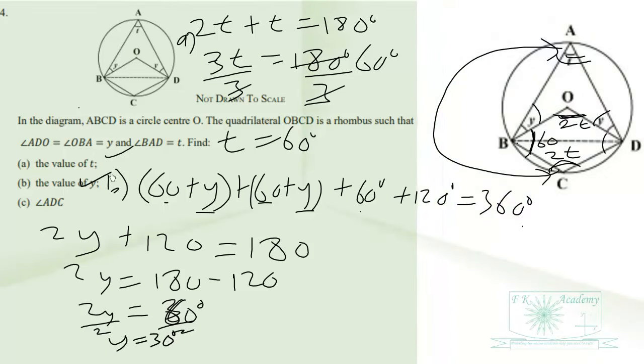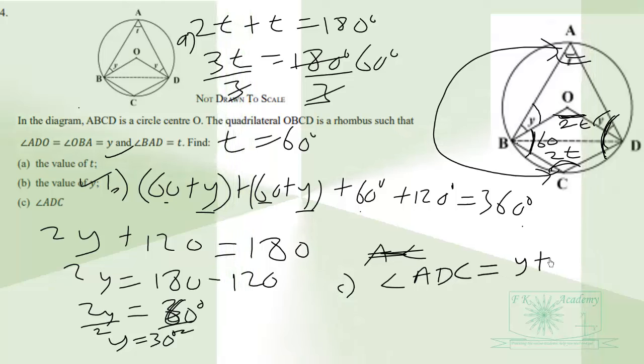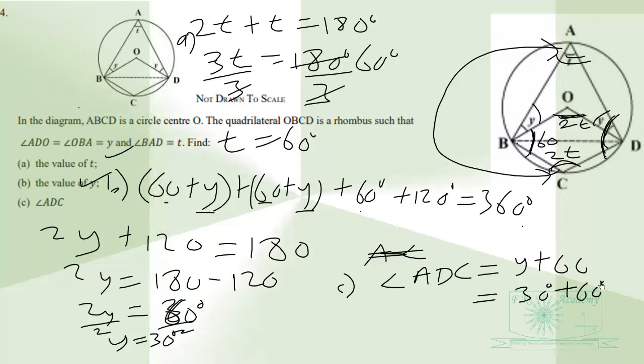So we found the value of y as well. Then we have to find angle ADC, this angle here. So angle ADC is equal to y plus 60. And that will give us 30 degrees plus 60 degrees. So angle ADC is equal to 90 degrees.